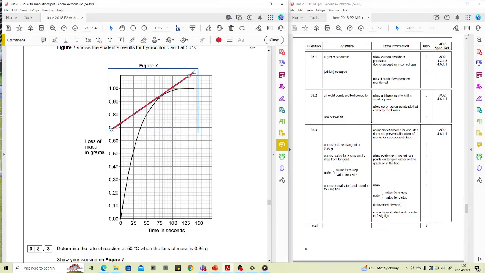What we now need to do is make sure that it's long enough. So this would be long enough because it's overlapping there, and then you're going to do your measurements of the difference in y over the difference in x. So you're going to find the coordinates, and you're going to draw a nice big triangle, so you've got the minimum arrow. So change in mass and our change in time.